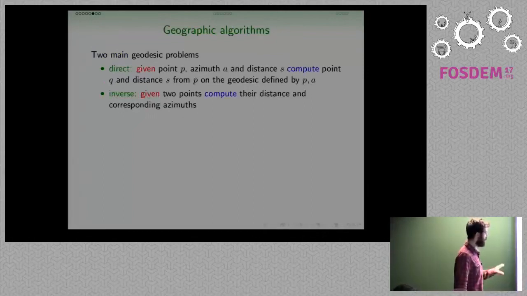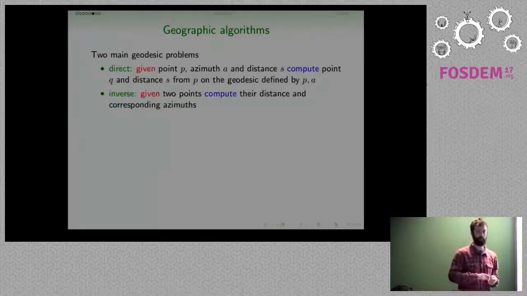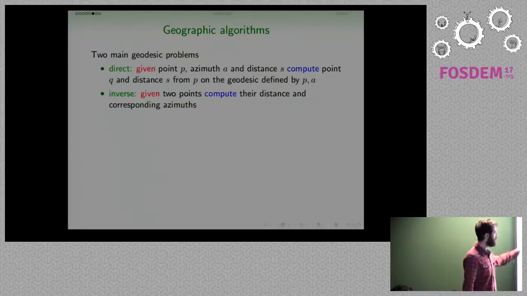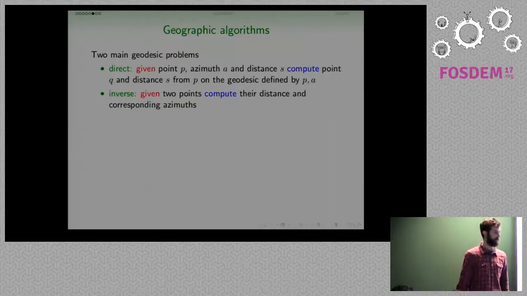Okay, so these are two main problems in geodesy, and these will be used as core procedures to build more complicated algorithms. We have the direct problem, where we are given a point, the azimuth, which is the angle, and a distance, and we want to compute the point which is that distance away at the given angle. So it's like navigation. And then we have the inverse problem, where we are given two points and we want to compute the distance and also the angles.